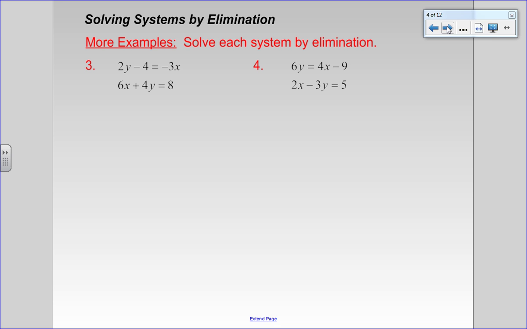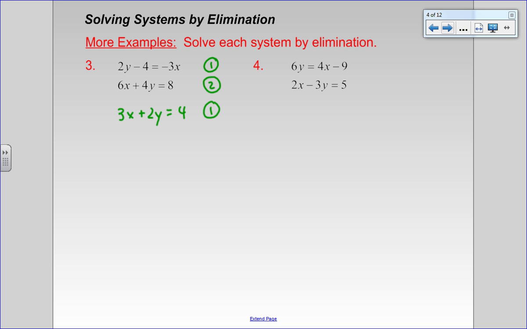Let's do two final examples to see what happens when the elimination method is used to solve systems that have either no solutions or infinite solutions. In problem number 3, equation 1 is 2y minus 4 equals negative 3x, and equation 2 is 6x plus 4y equals 8. Notice that equation number 1 is not written in our standard form, so let's add 3x to both sides, and let's also add 4 to both sides. If we do this, equation 1 will now be written as 3x plus 2y equals 4.